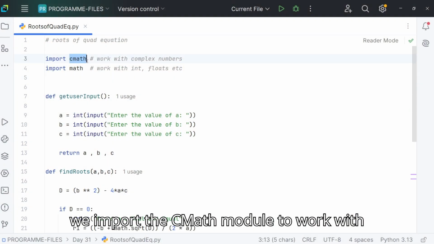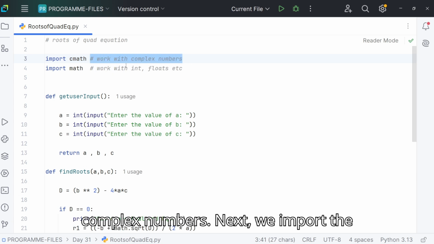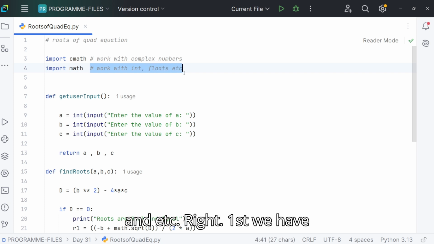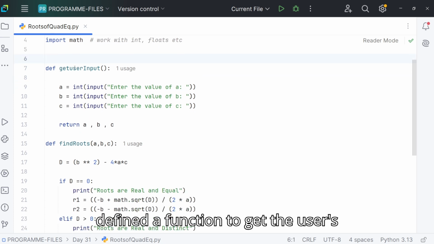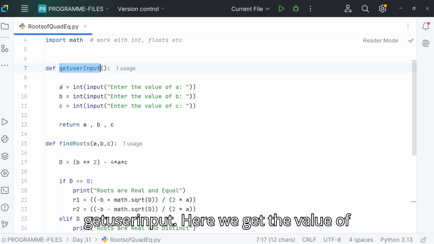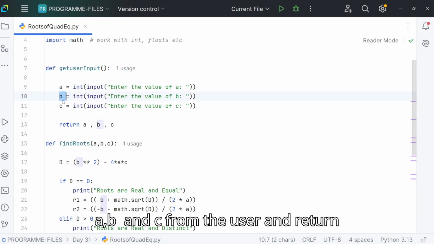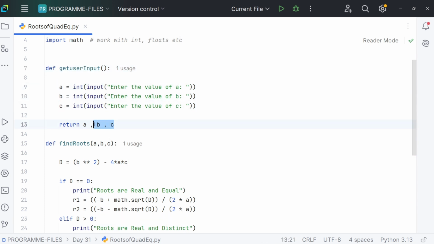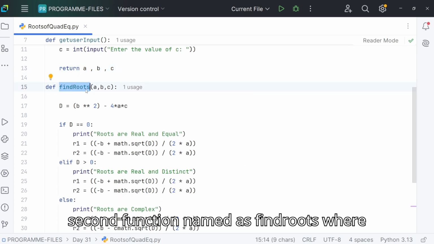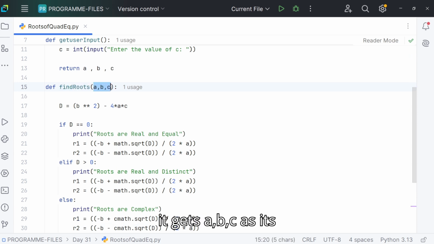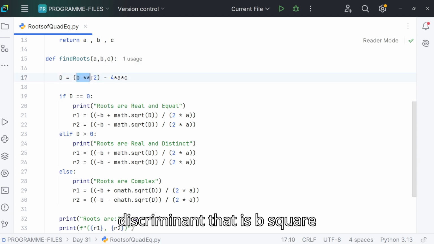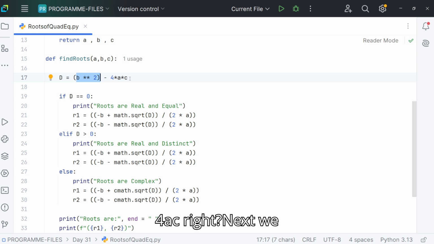We import the cmath module to work with complex numbers. Next, we import the math module to work with integers, floats, and so on. Right? First, we have defined a function to get the user's input. I name the function getUserInput. Here, we get the value of a, b, and c from the user and return those values. Next, we have defined a second function named findRoots, where it gets a, b, c as its parameters. Next, we calculate the discriminant, that is b square minus 4ac, right?